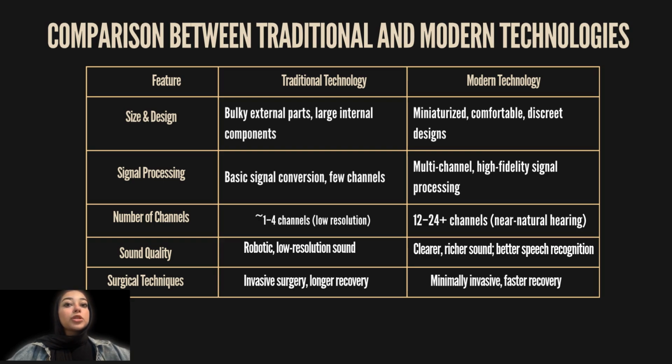Then the number of channels. Old technology had only 1 to 4 channels, so the sound wasn't very clear. Now devices have 12 to 24 or more channels, giving us a more real, detailed sound. Then sound quality. Traditional devices sounded robotic or flat, while modern ones give a clearer, richer, and more natural sound, which helps people understand speech better.